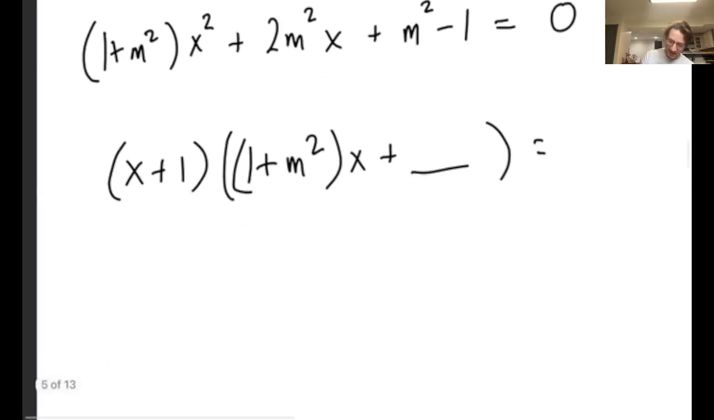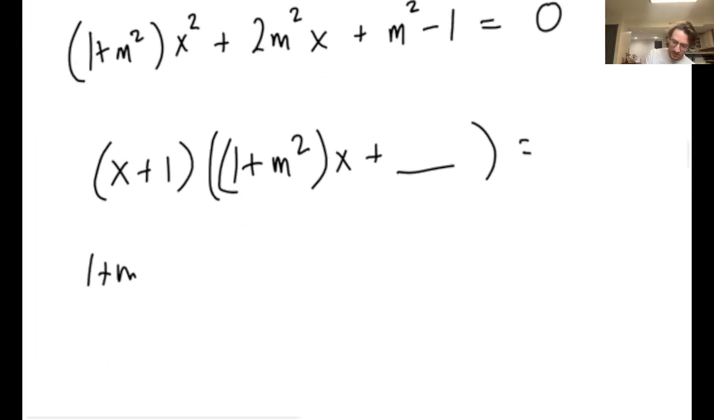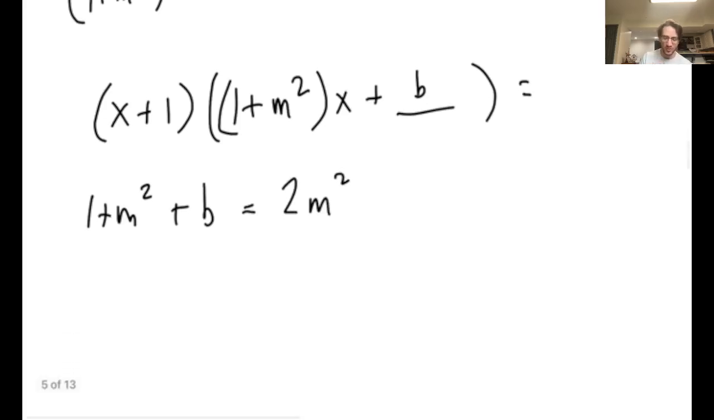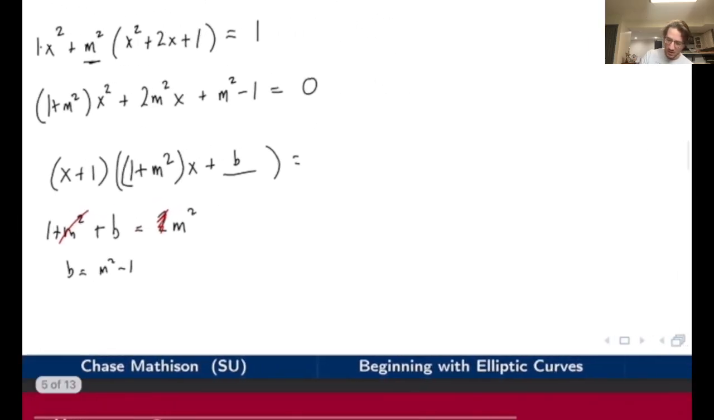So I know that (1 plus m squared), let me call this b for a second, (1 plus m squared) times (1 plus b) has to equal 2m squared. So then I can solve for b. I subtract m squared, that cancels one of those, and then I subtract 1. I get b equals m squared minus 1. Okay.